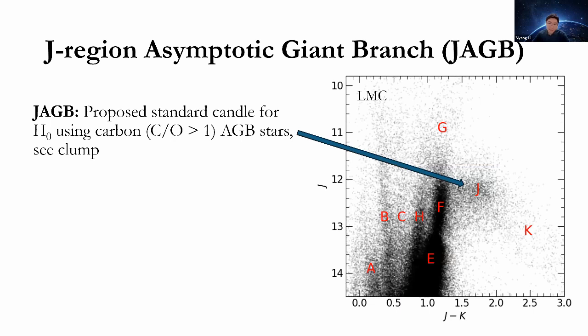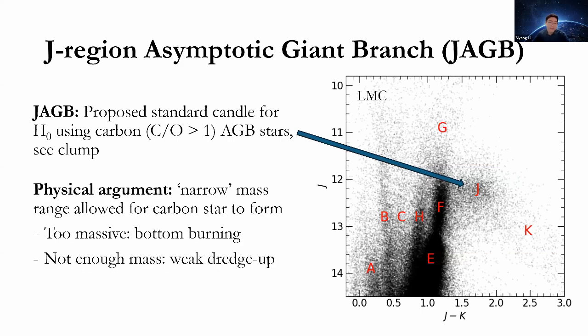And the JAGB refers to this overdensity of stars, or this clump of stars, shown here in a near-infrared color magnitude diagram, labeled J. And this J region contains these carbon-rich, thermally pulsating asymptotic giant branch stars. And the idea here is that some sort of mean or mode or median or model fit magnitude of the carbon stars in this J region can serve as some sort of standard candle.